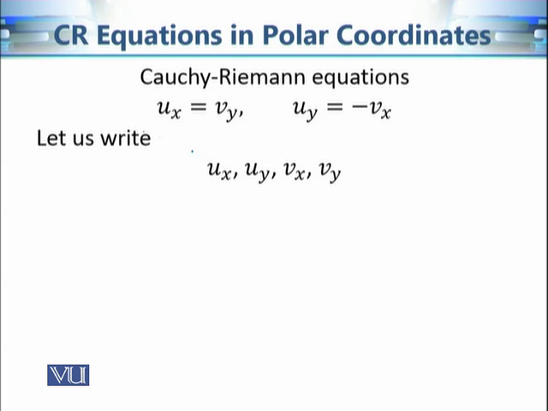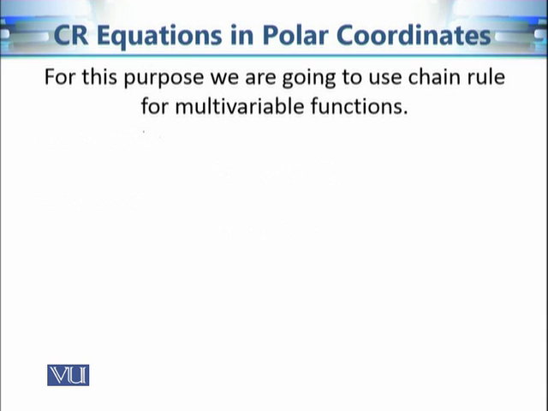So what do we want to do? We want to write down these partial derivatives in terms of the partial derivatives with respect to the polar coordinates. And what are polar coordinates? r and theta. So we want to write down ux, uy, vx, vy in terms of ur, u theta, vr and v theta. So how do we do that? For that, we must use the chain rule from multivariable calculus, because u is a function of two variables x and y, which are further functions of two variables r and theta.